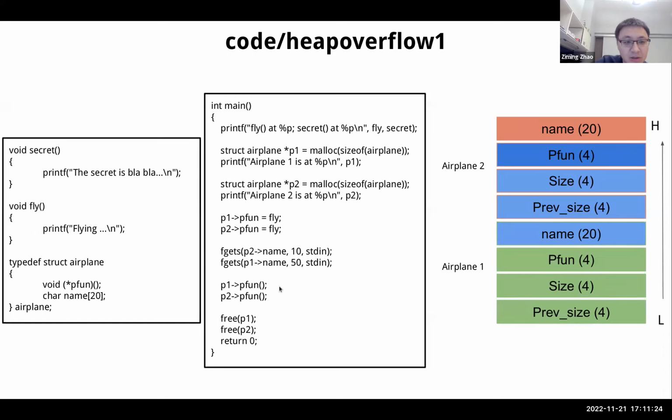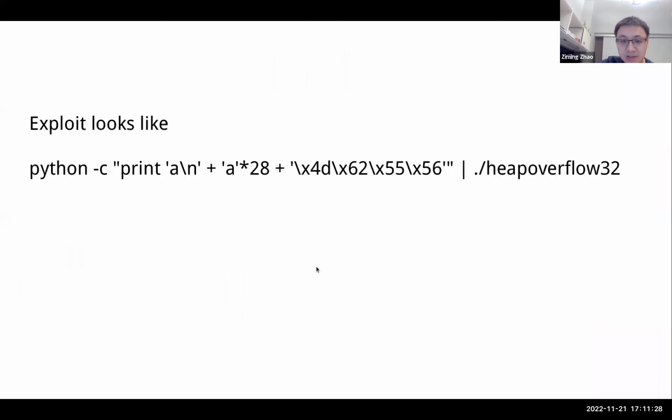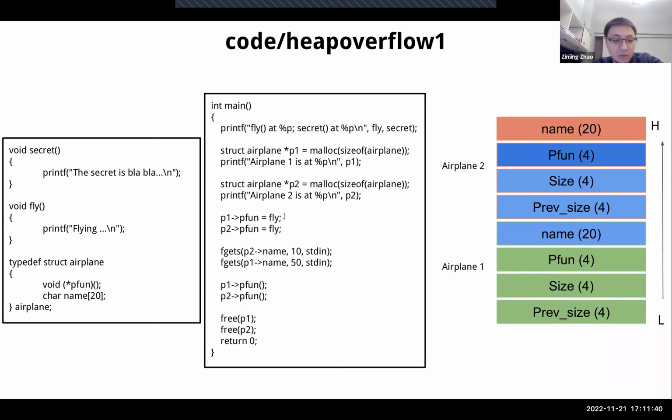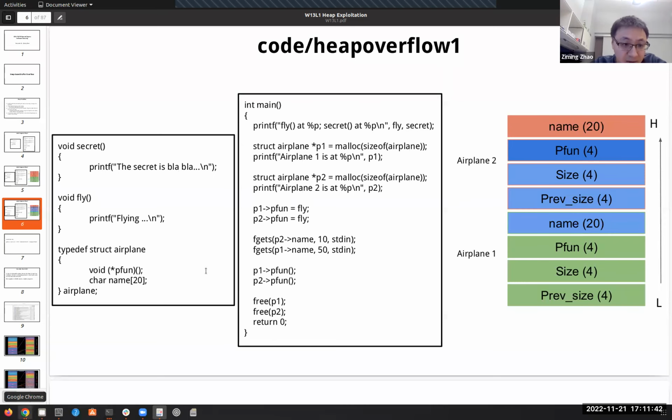So it will print the flag for us, right? It's very simple, and the exploit will just look something like this. Very simple. You just need to calculate the size, which, let's say, in the example here.